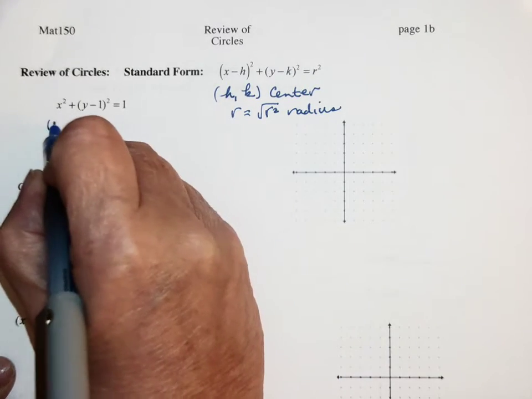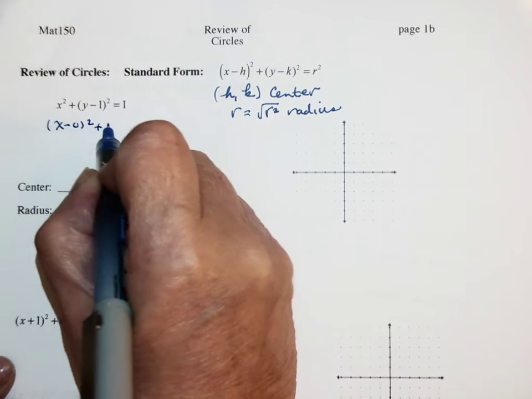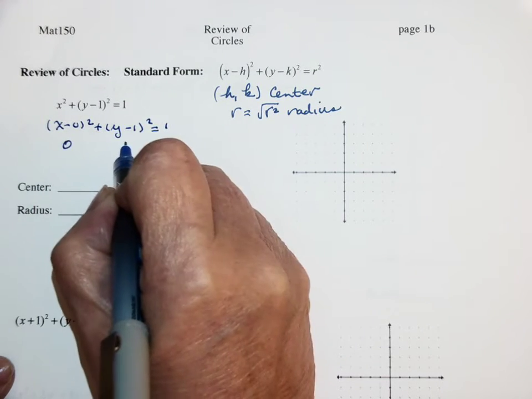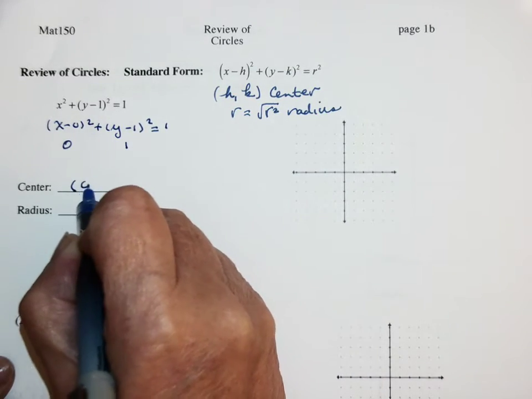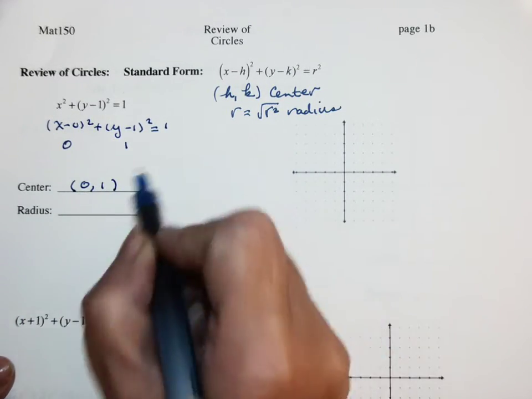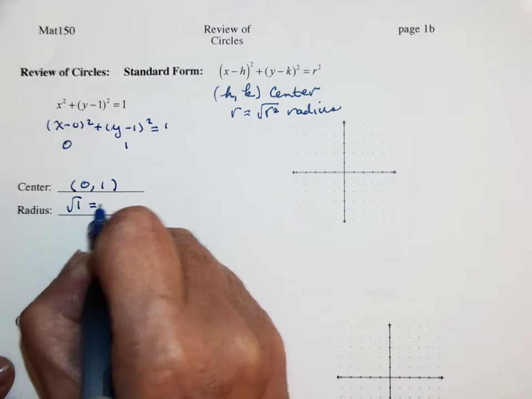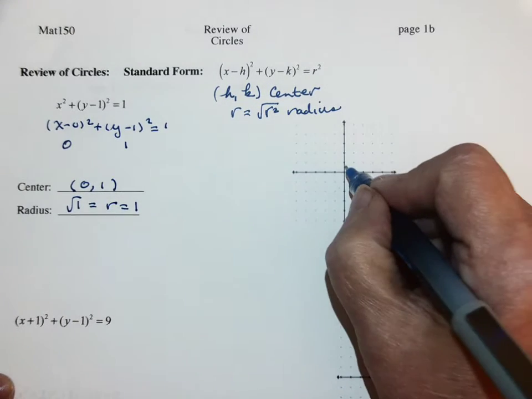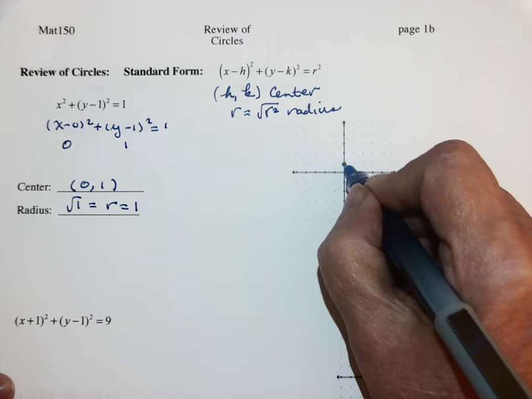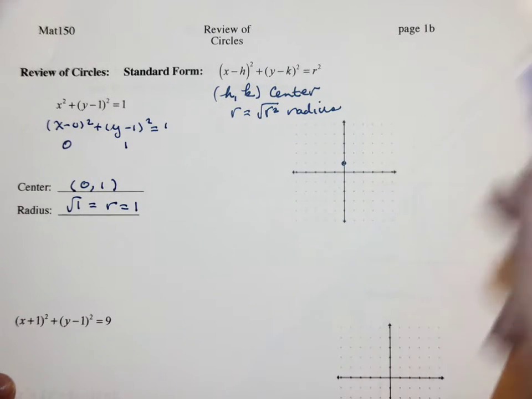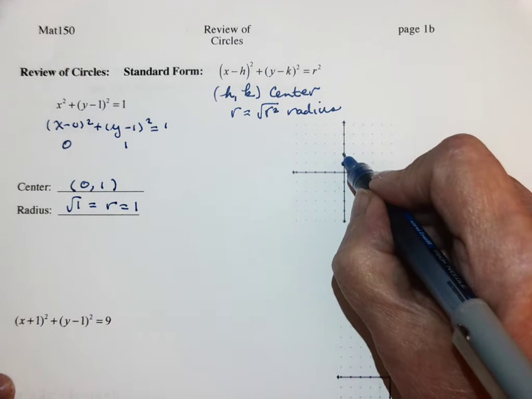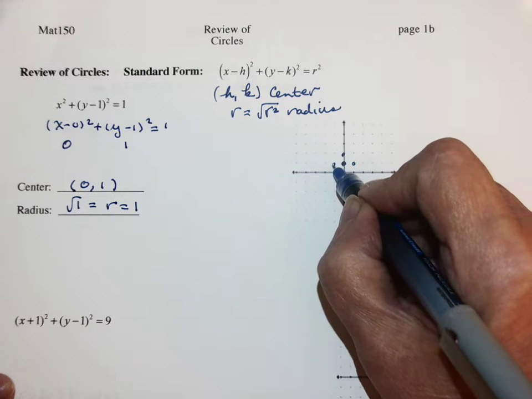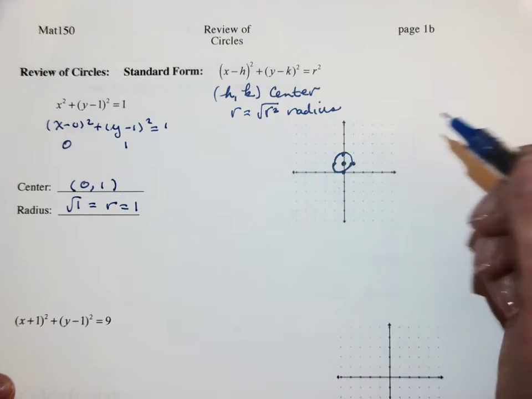So here, this is really (x minus 0) squared plus (y minus 1) squared equals 1. So (0, 1) is going to be my center. My radius is the square root of 1, or 1. So from x equals 0, y equals 1, I'm going to go up 1, down 1, right 1, left 1, and then, best I can, draw a circle.